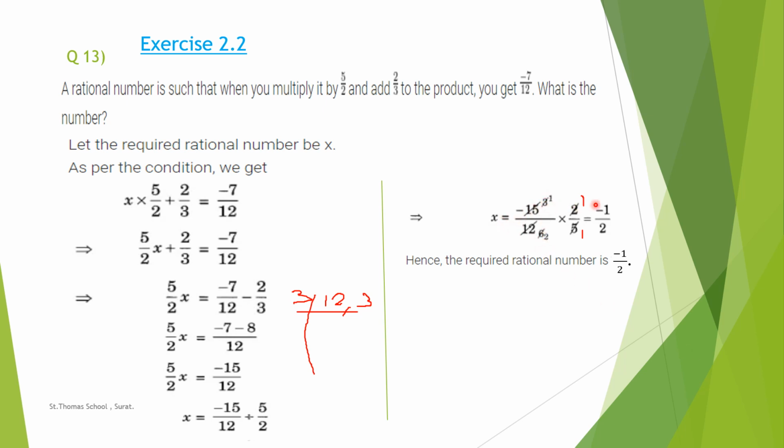Minus 1 into 1, that is minus 1. 2 ones are 2. So what is the answer? X is equal to minus 1 by 2. So what is the meaning of x? X means the required rational number. Hence the required rational number is minus 1 by 2. It's clear?